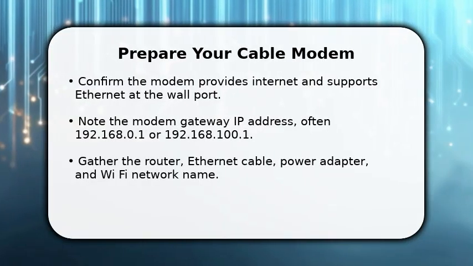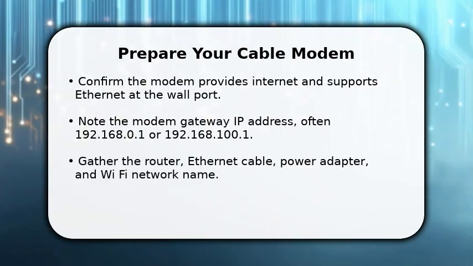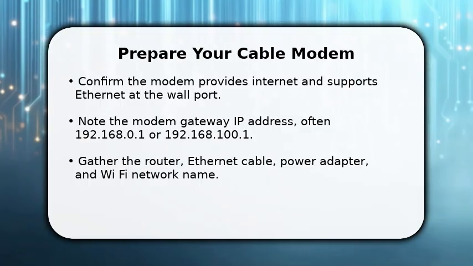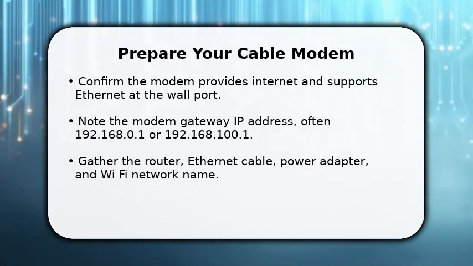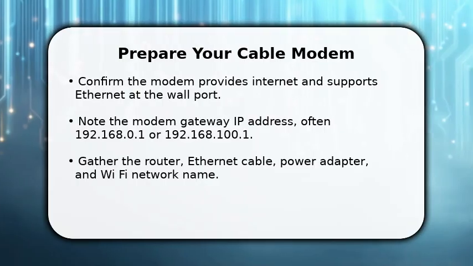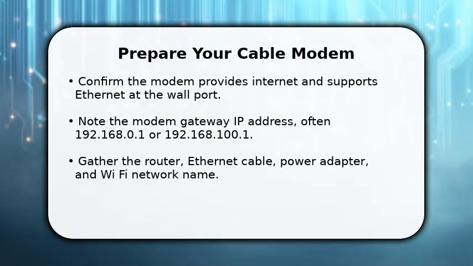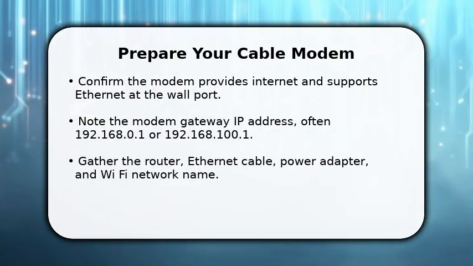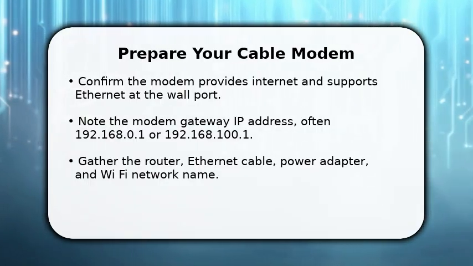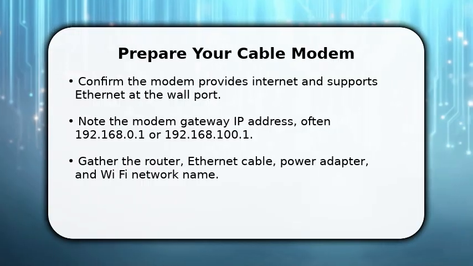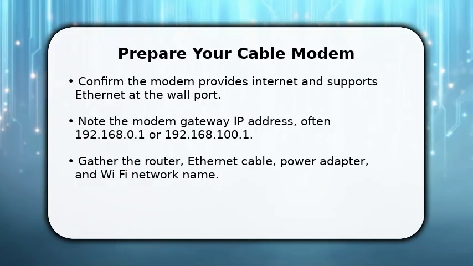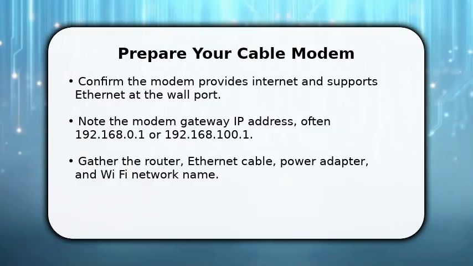Start by confirming your cable modem provides internet and supports Ethernet at the wall port. Unplug and reconnect power if needed to restore connection. Locate the modem gateway IP address, often 192.168.0.1 or 192.168.100.1, and write it down for setup. Gather the Wi-Fi router, one Ethernet cable, power adapter, and a laptop or phone to configure settings.